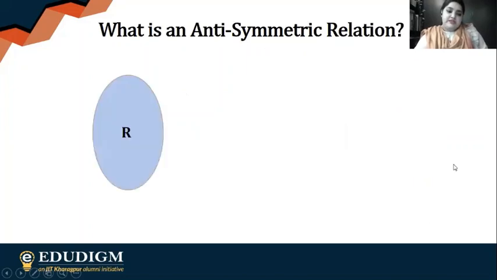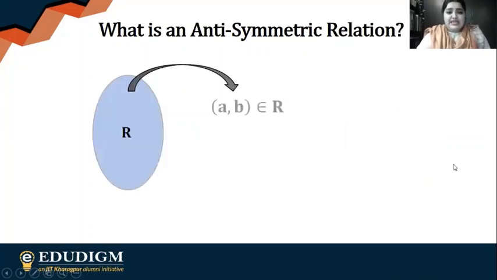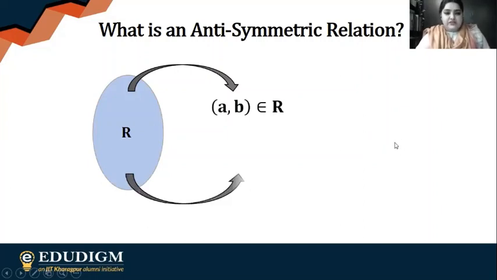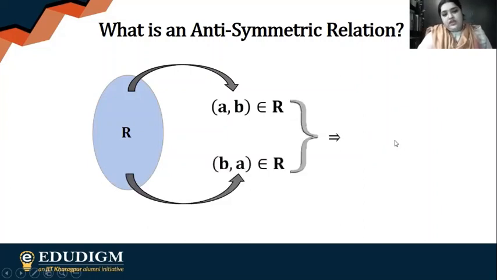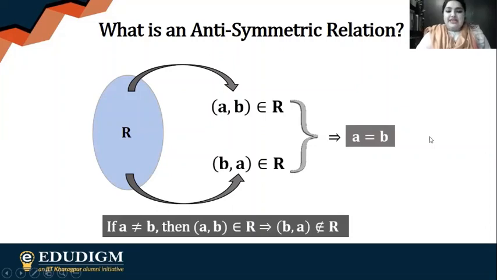Mathematically speaking, suppose this is the relation, you take any pair of the form A comma B and also the inverse pair is present, the only obvious consequence should be A and B are equal. In other words, if you find any pair where A and B are not equal, if one of the pairs is present, then the inverse pair cannot be present.